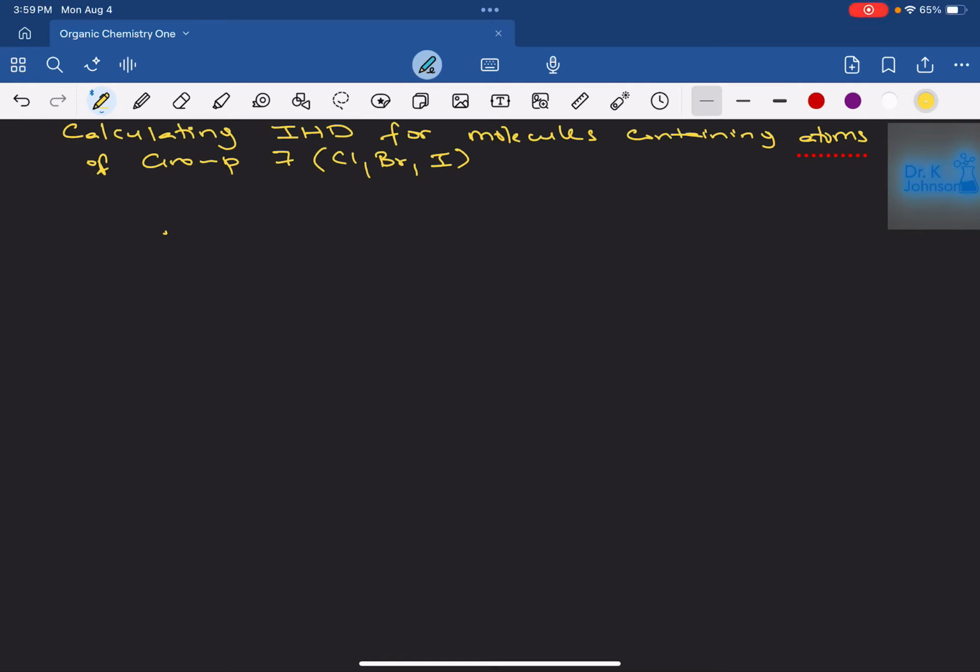Let's talk about calculating your index of hydrogen deficiency or degrees of unsaturation for molecules containing atoms of group 7. That's your halogens, for example bromine, chlorine, iodine, right? Now, when you have molecules that contain halogens, this is what you do.